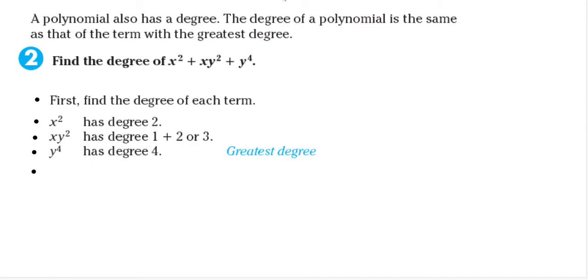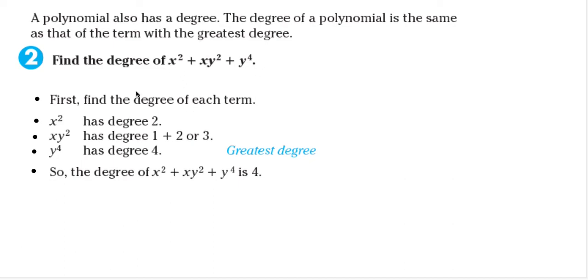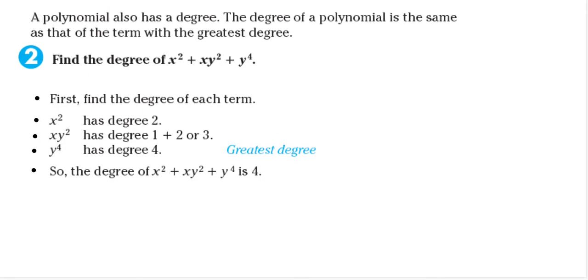And remember, y to the fourth now has the greatest degree of all the terms. So that means the degree of this polynomial is 4. So again, get the degree of each term, find out which term has the greatest degree, and that will be the degree of your polynomial. So the degree of this polynomial is simply 4.